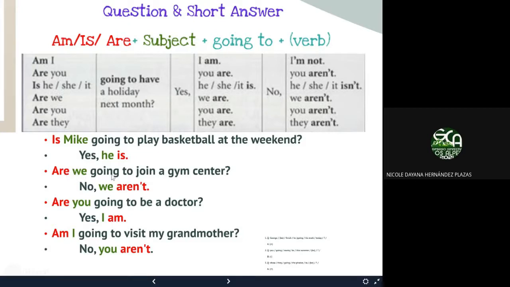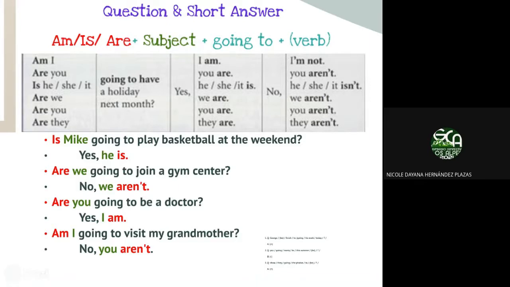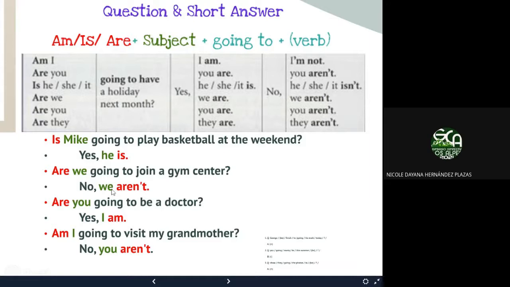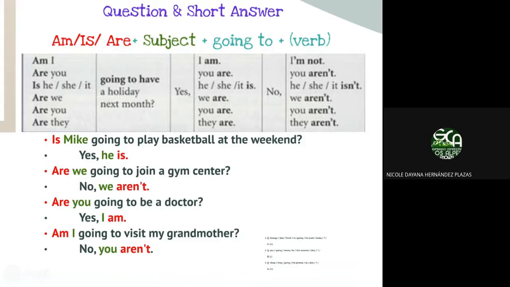Are we going to join a gym center? No, we aren't. So how is the affirmative answer? This is the negative one. No, we aren't. So the affirmative? Yes, we are.